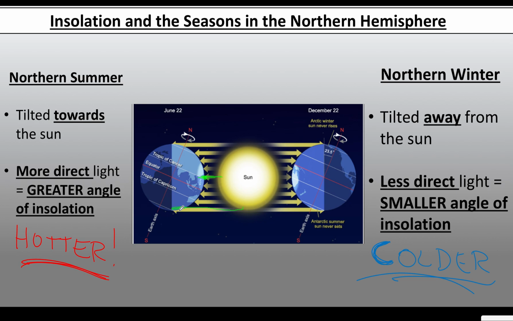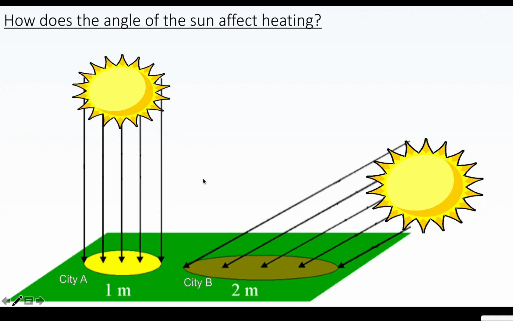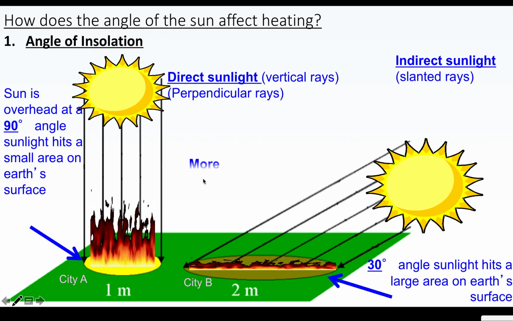heat. So the closer you are to the most direct sunlight, where the sun is directly above your head, the more intense it is, the greater the heating, the greater angle of insolation directly above your head.